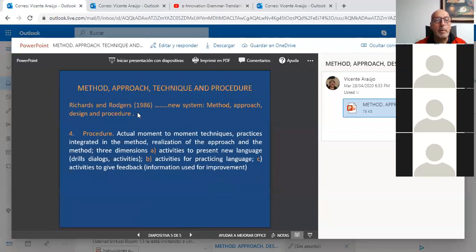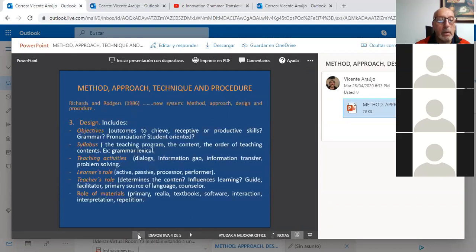Finally, remember, I'm sharing with you some ideas about Richards and Rogers' proposal about language teaching: method, approach, design, and procedure. This is the design. You plan all these things before the class.